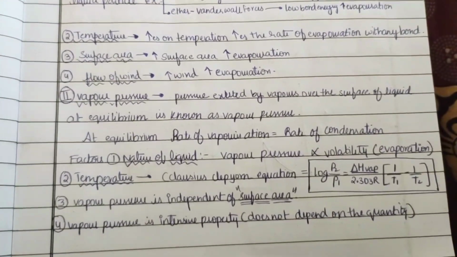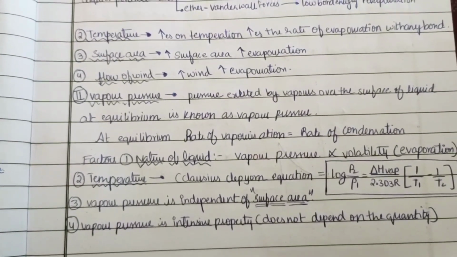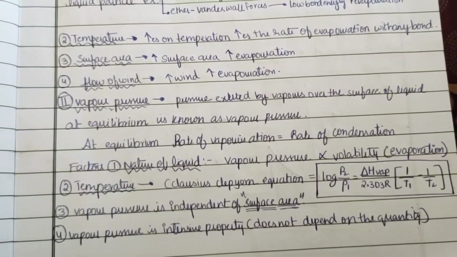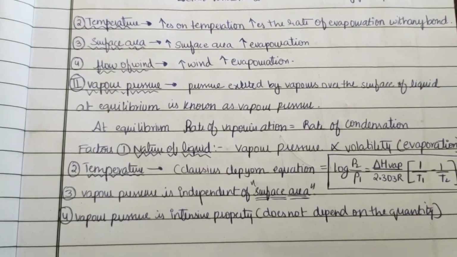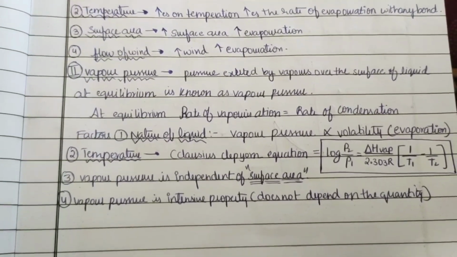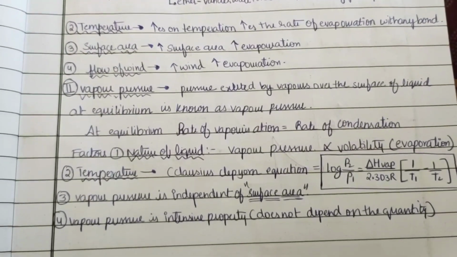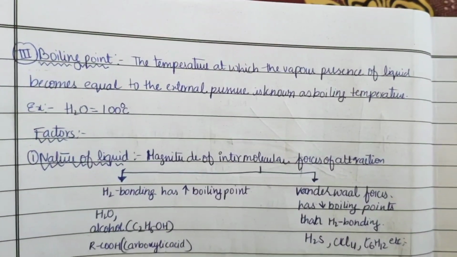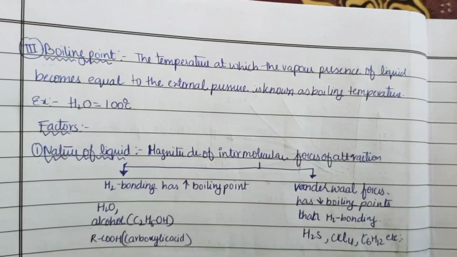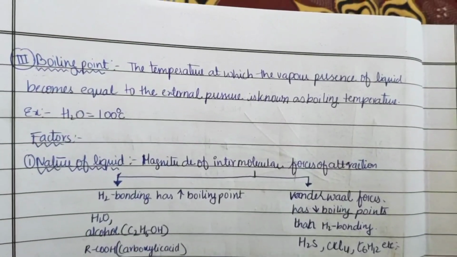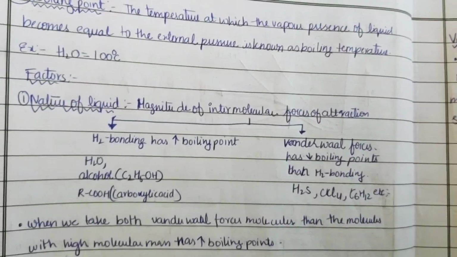According to the Clausius-Clapeyron equation, log P2 by P1 equals delta H vapor by 2.303 R into 1 by T1 minus 1 by T2. And here vapor pressure is independent of surface area. Vapor pressure is an intensive property which does not depend upon the quantity. Boiling point: the temperature at which the vapor pressure of liquid becomes equal to the external pressure is known as boiling point. For example, water has 100 degrees Celsius, whereas other components have different boiling points.